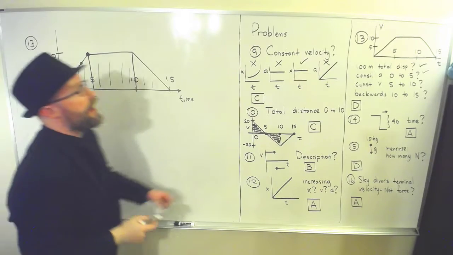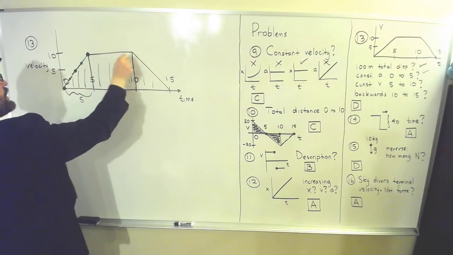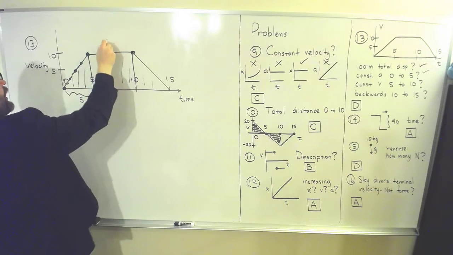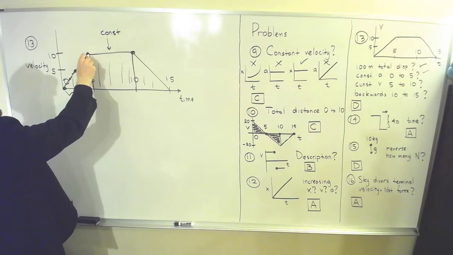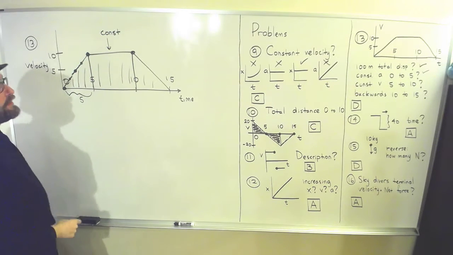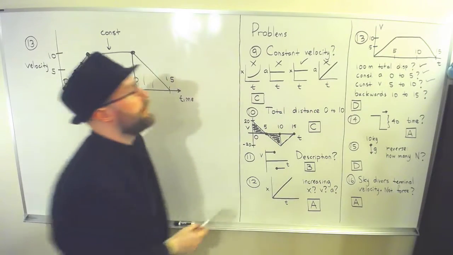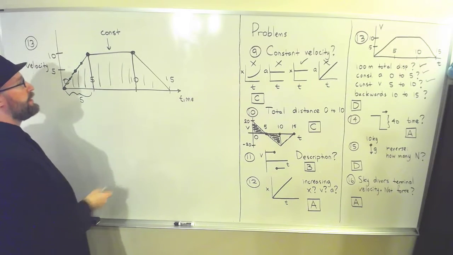Now, the next one is, is there a constant velocity from 5 to 10? Yes. Here you're reading this right off the graph, because the graph is velocity versus time, and this is a constant velocity from t equals 5 to t equals 10. So that's true. And then the final question is, is the particle moving backwards from 10 to 15?